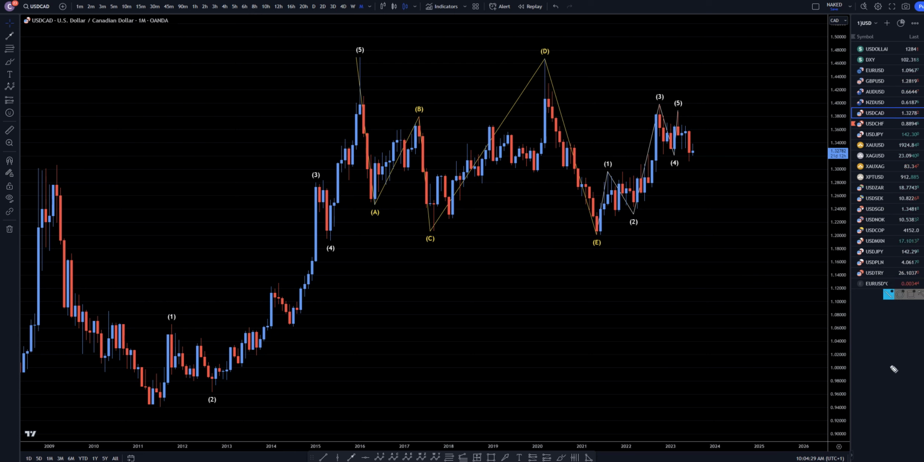Today is Monday, July 10th, and I'm going to be analyzing the US dollar Canadian starting on the monthly, working my way down to the 1 hour time frame.